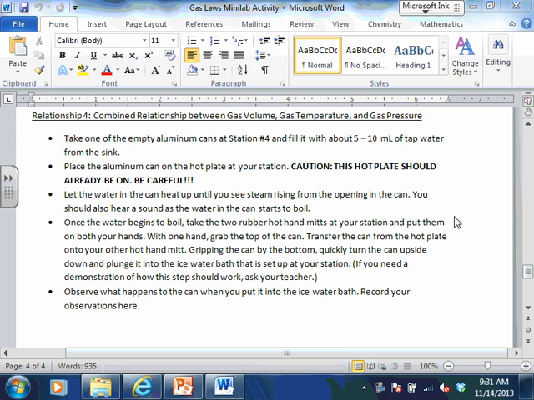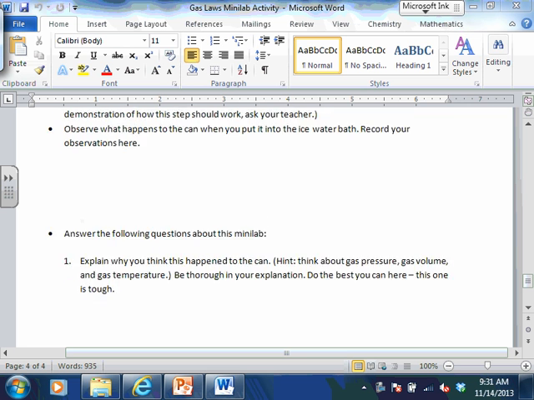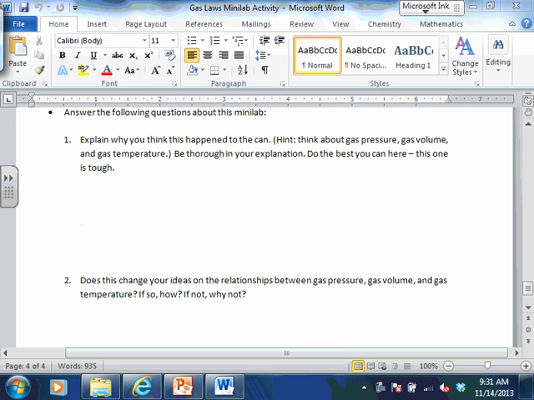Okay, so the can had some boiling water in it, just a little bit at the very bottom. Okay, you flip that over into the ice water bath, and it crushes. Okay, it immediately crushes. So that's your observation. Hopefully you already have that written down.